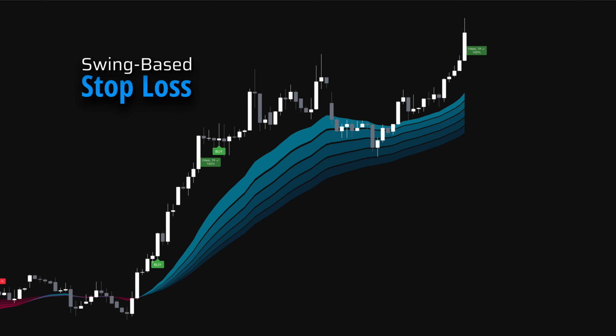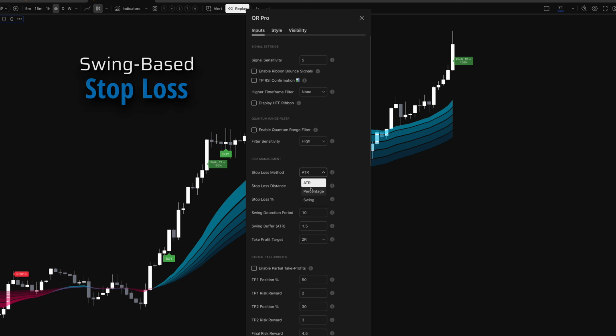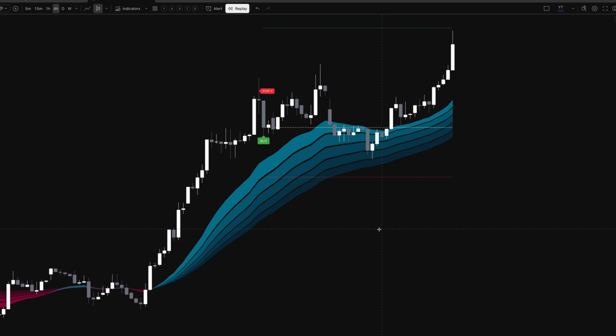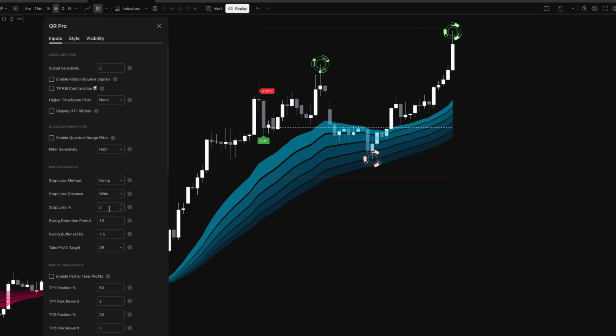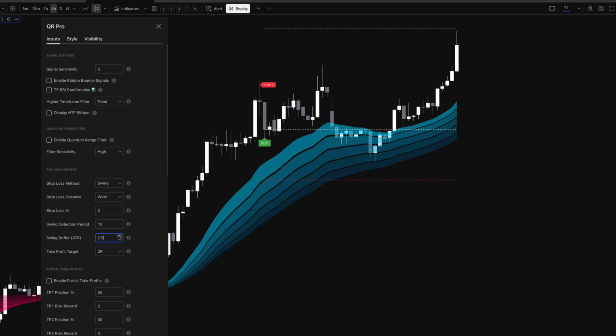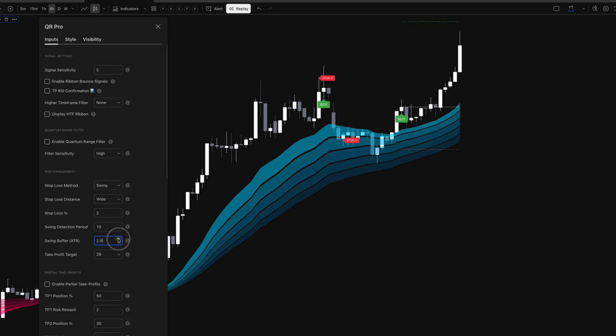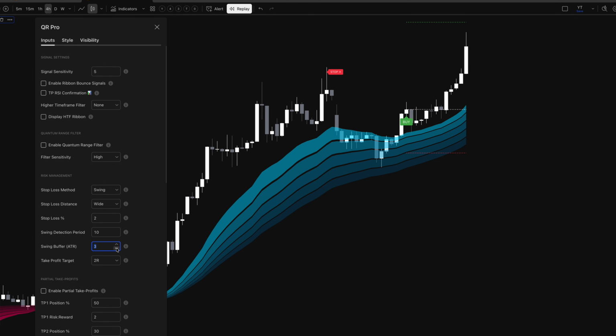Enable swing as your stop method, and the indicator places stops at recent swing lows for longs, swing highs for shorts. It looks back over a configurable period, finds the structure level, then adds an ATR buffer beyond it for protection against stop hunts. Two settings control it. Swing detection period determines how far back to look. Higher values find only major swings, lower values are more sensitive. Swing buffer adds safety margin beyond the swing point.